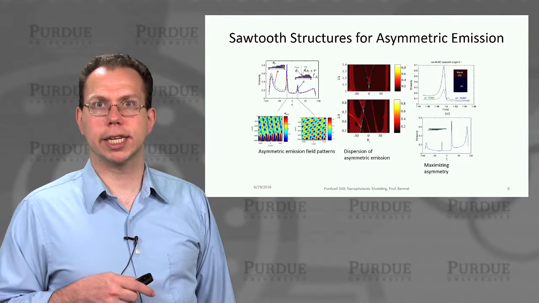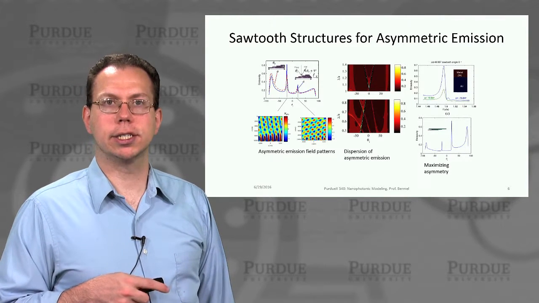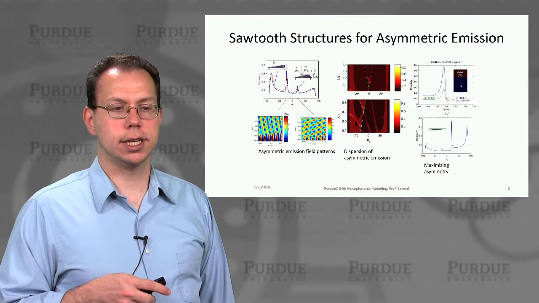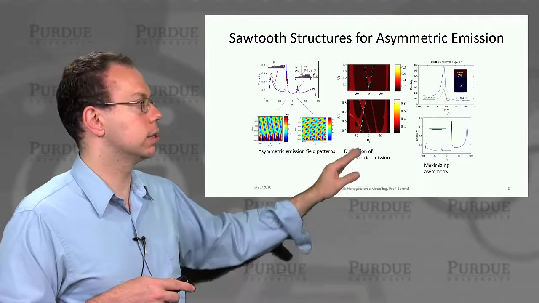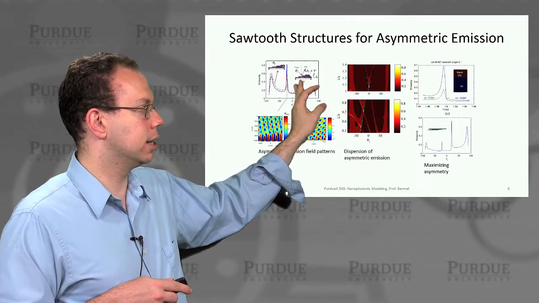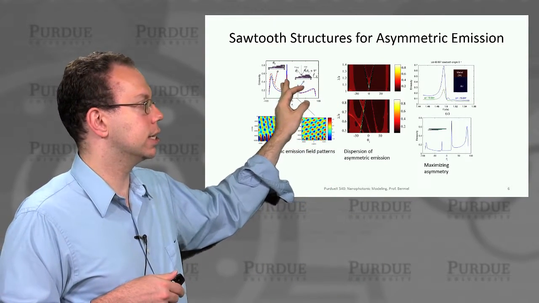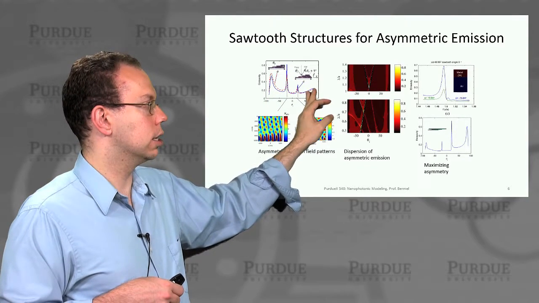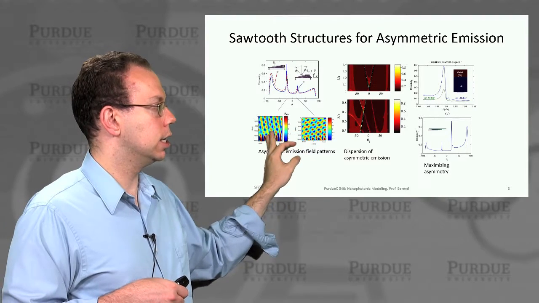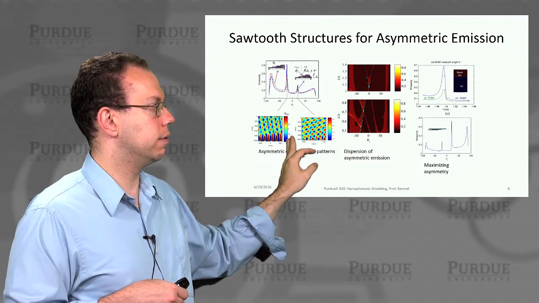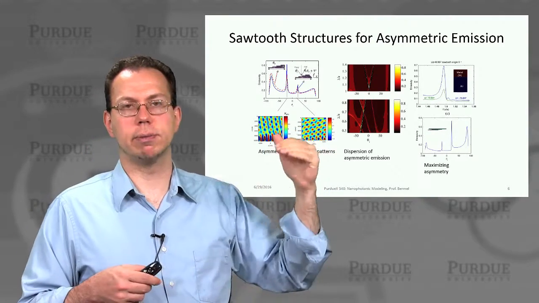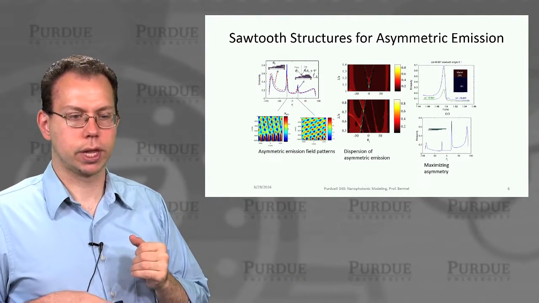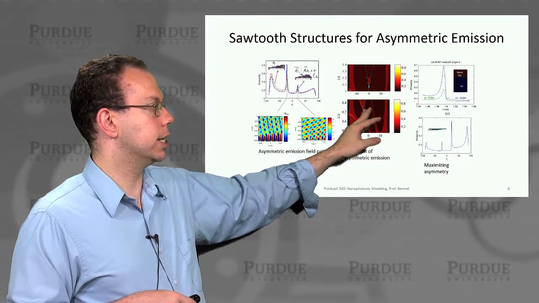Here's one example of the type of structures that you could use to generate this angled emission. Certainly this is work in progress in some sense, although there has been a paper recently submitted on this topic to MRS Advances. What this shows is you have sawtooth patterns here and here. These sawtooth patterns create much different field profiles if you have emission in the positive or negative angle direction. And this is also depicted here.